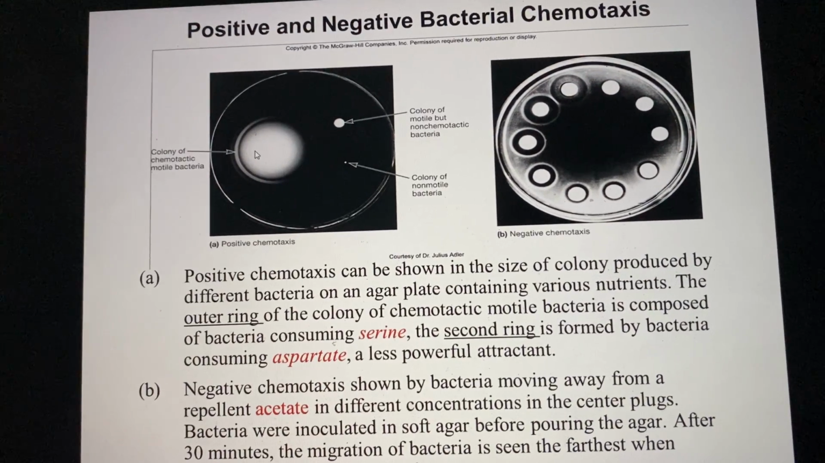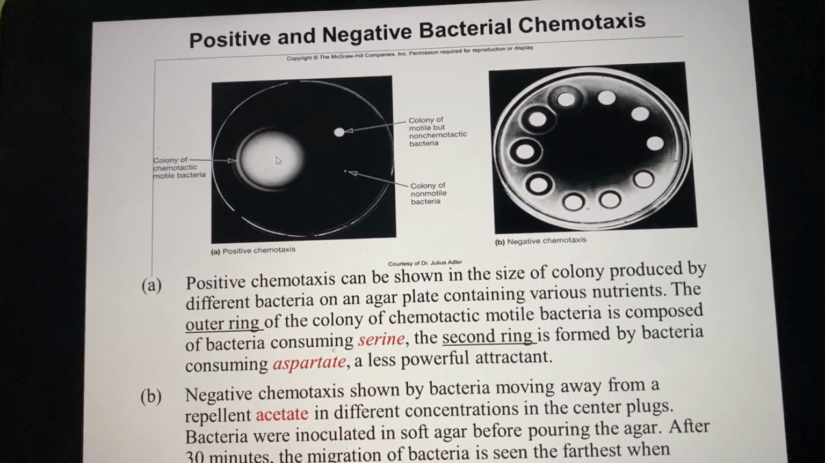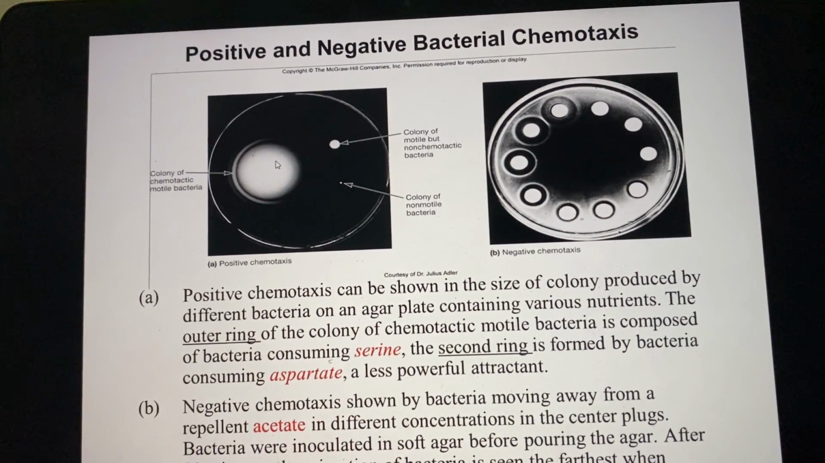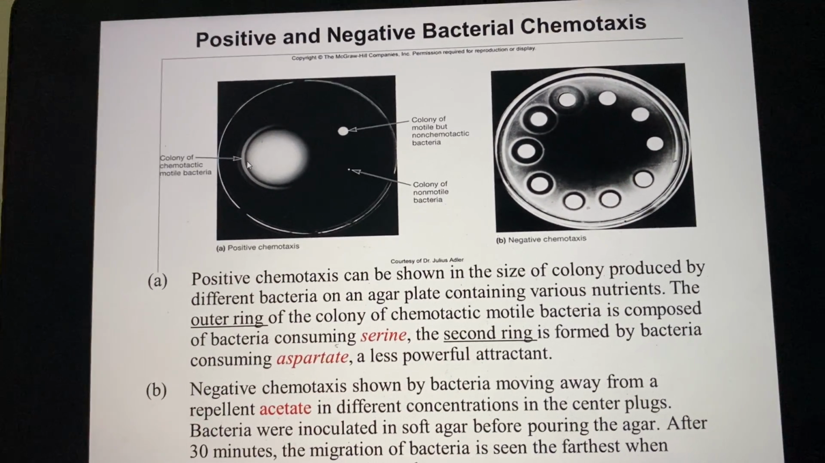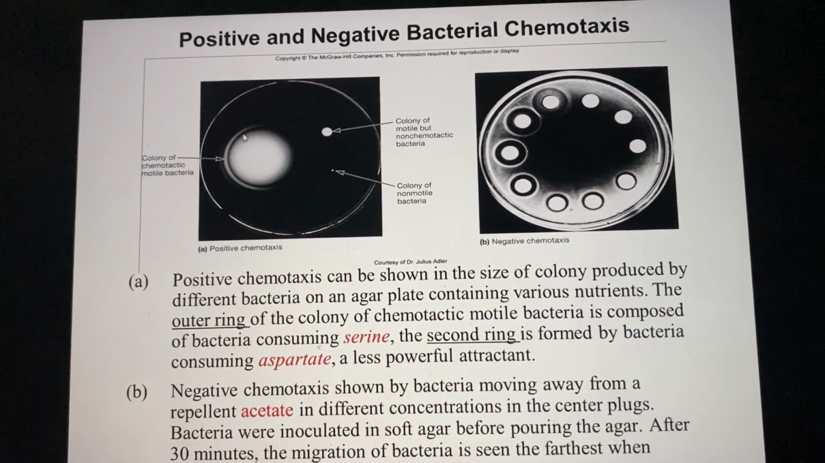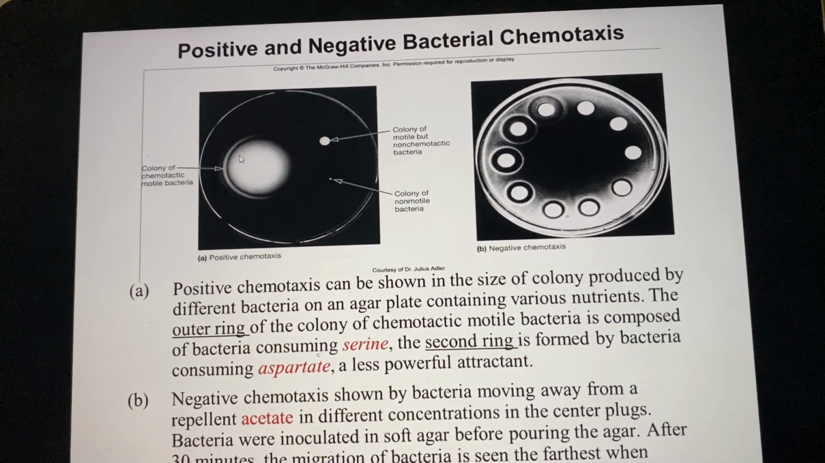Here is the bacterium that is chemotactic as well as motile, and you can see the colony is large. And not only is the colony large, but you can see the response to chemotaxis in rings of growth, or movement of the bacteria away from the major colony.